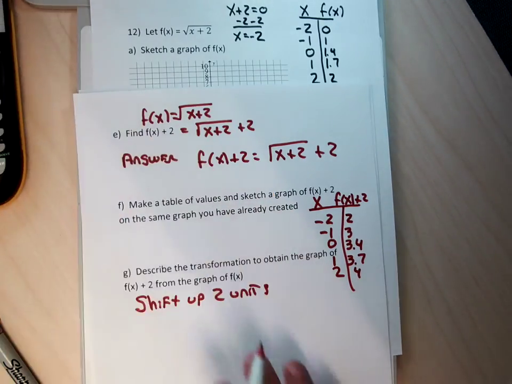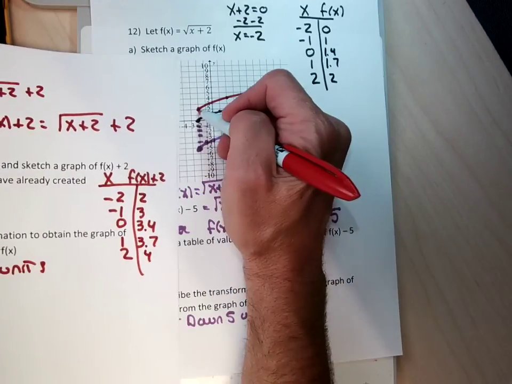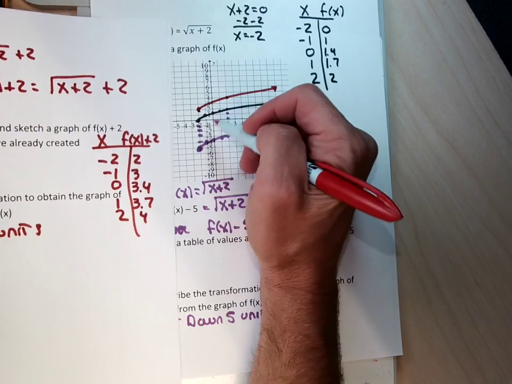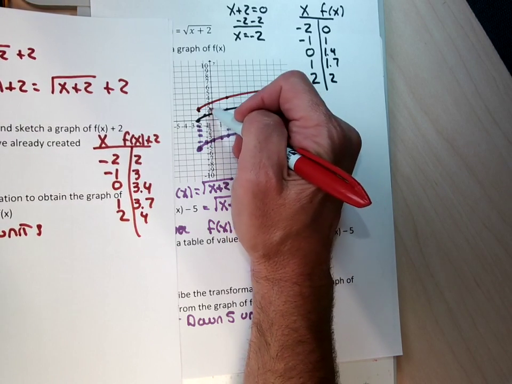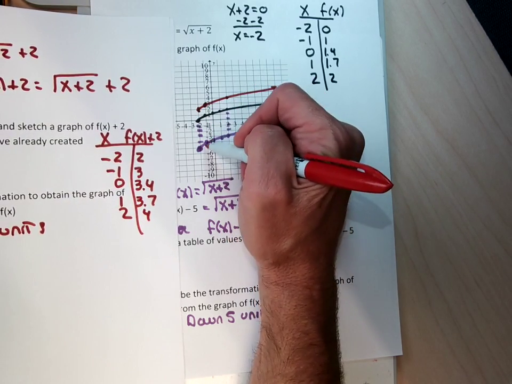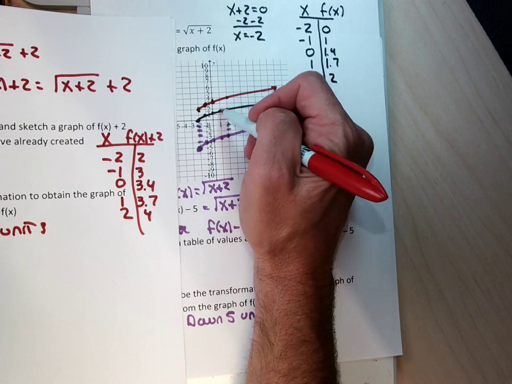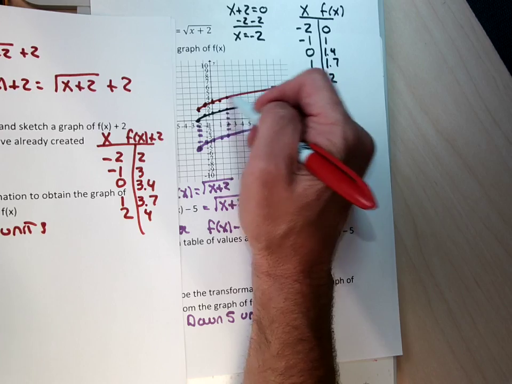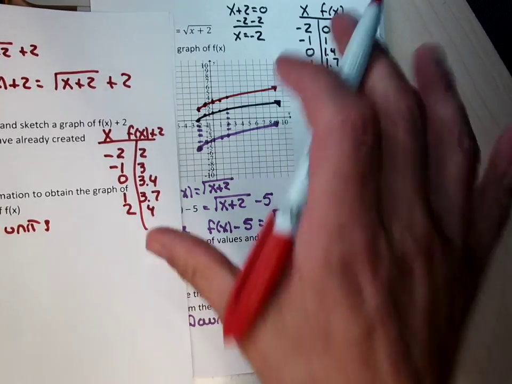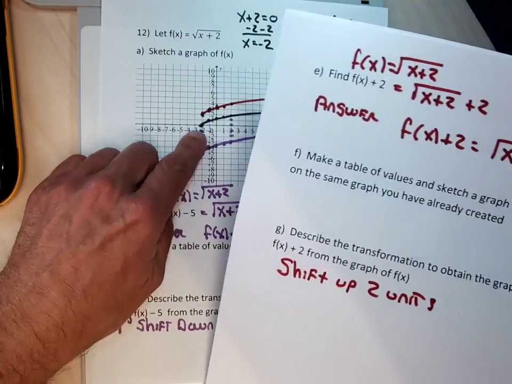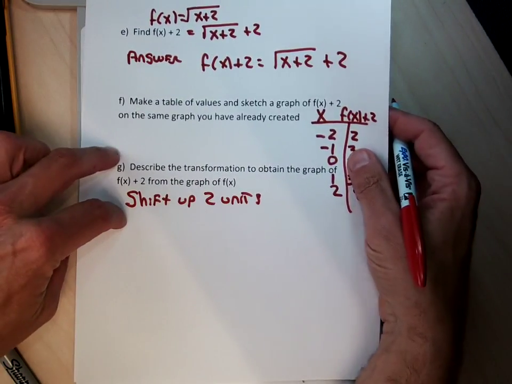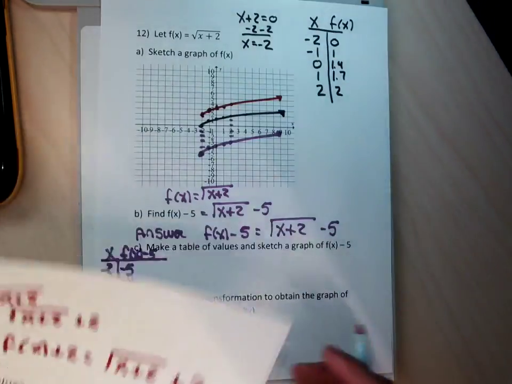Now I'm going to plot those points. The first point is negative 2, 2. Second point, negative 1, 3. And then 0, 3.4; 1, 3.7. I kind of plotted those points reasonably well already. That's a reasonable graph. It's the black graph shifted up 2 units. Done with that problem. It's number 12.